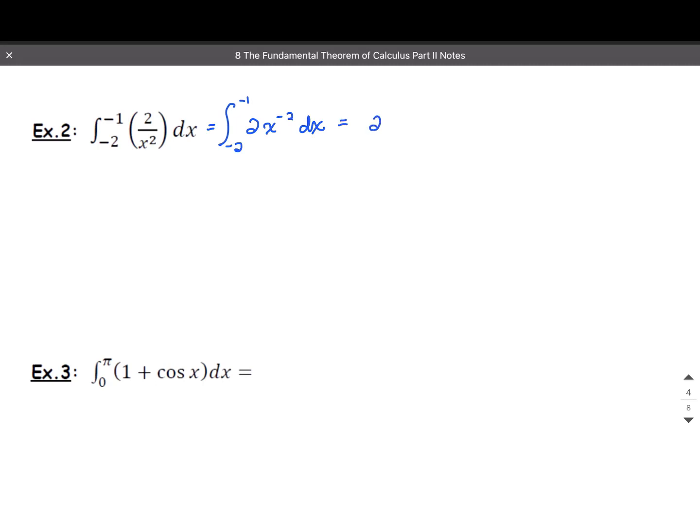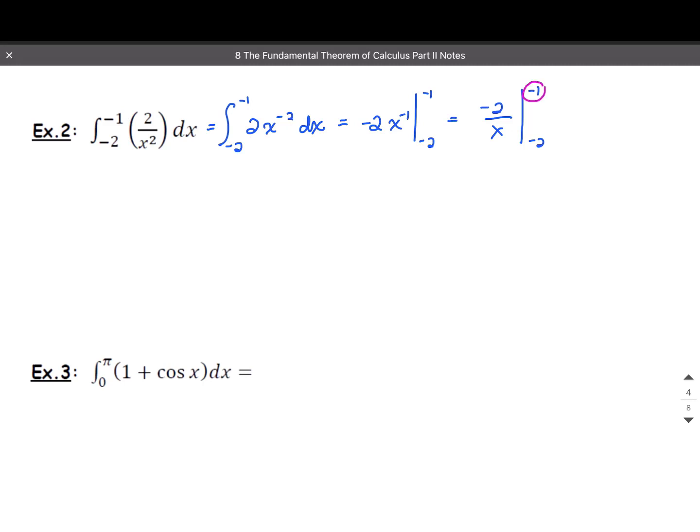I'm going to keep the 2. When I add 1 to my exponent, that's a -1. And if I divide by -1, that's going to make that -2. And I have to evaluate this from -2 to -1. Now remember, this is really -2 over x, if that's easier for you to work with, whatever's easiest.